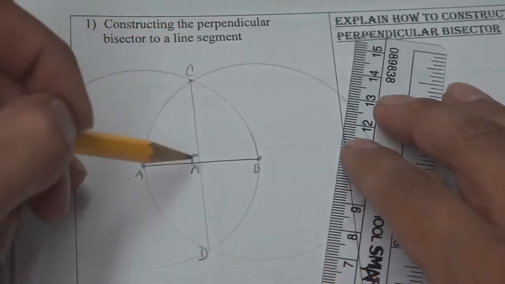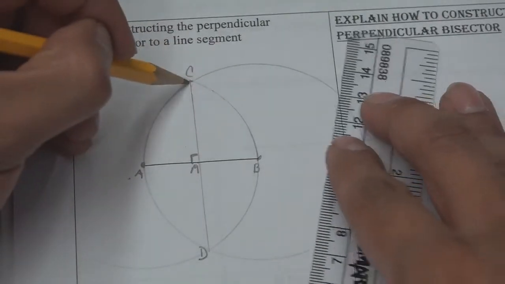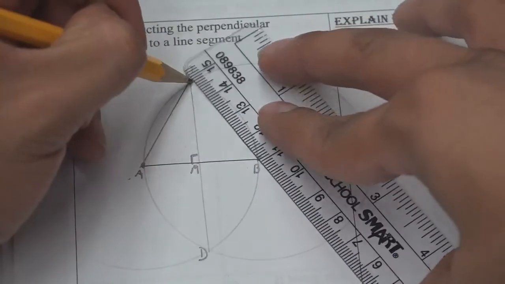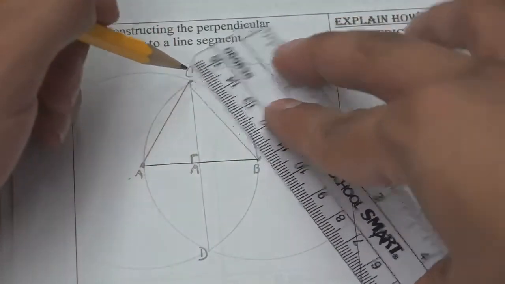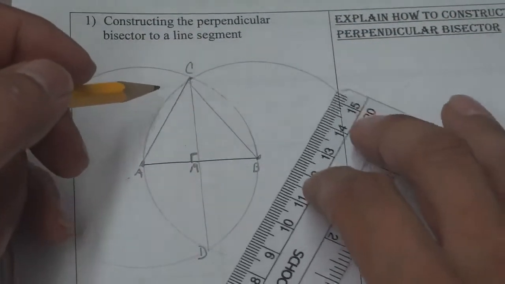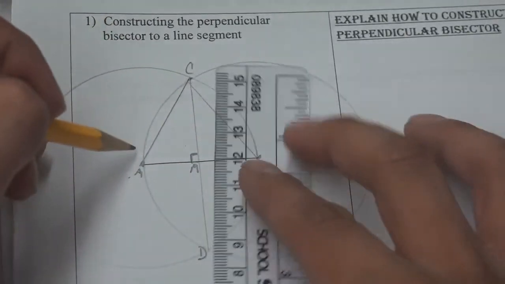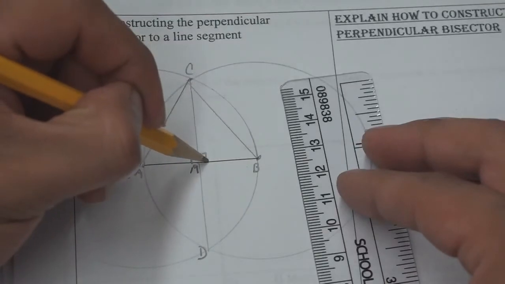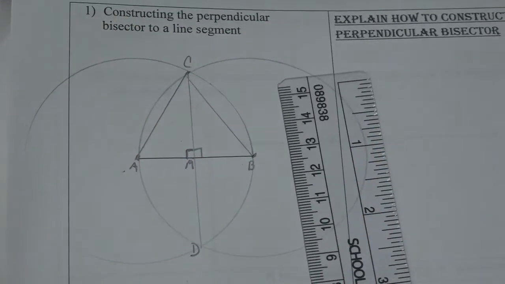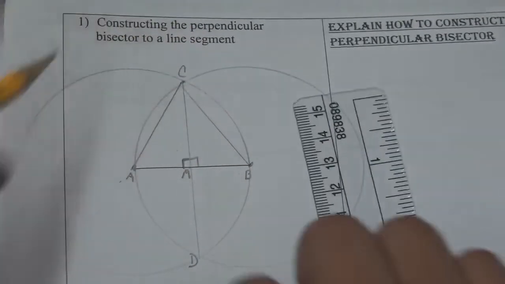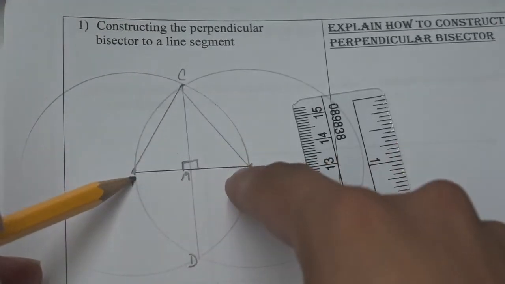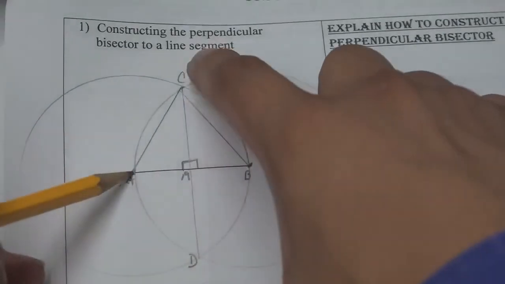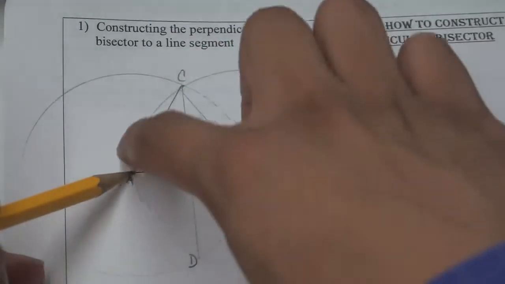Well, think of it this way. By definition, it says that it goes through the midpoint. Let's connect CA and CB. I can also connect BD and AD, and I will have the same thing here. But for the purposes of this, let's see now. Segment AB is the radius of circle A. Segment AC is also a radius of circle A.